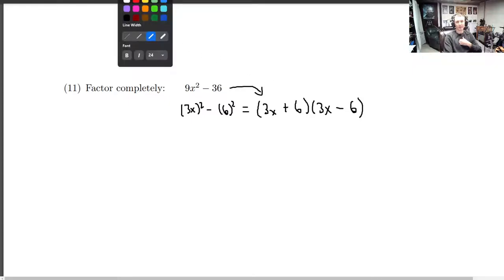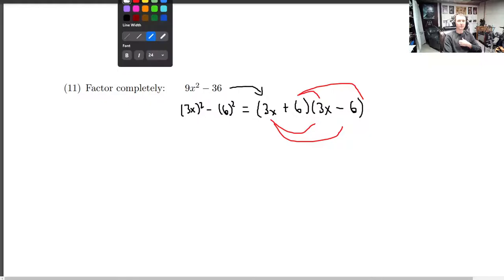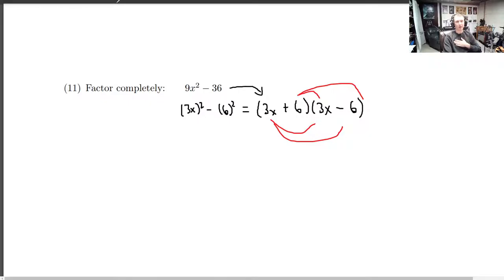If you wanted to be careful and check your work, you can multiply this out. And you would get exactly what you started with. So there's not much to this problem. Let's see what the next one is.